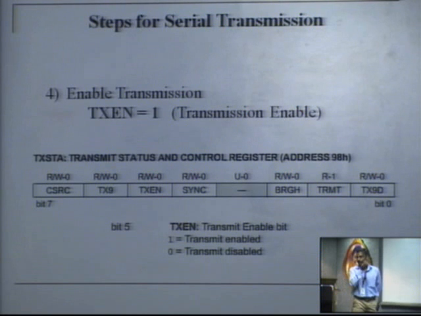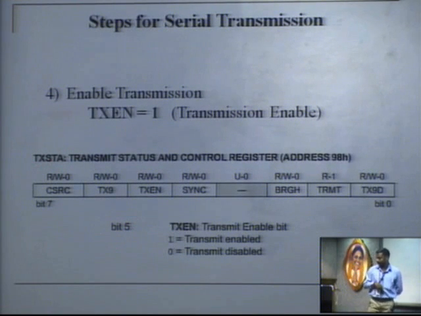So that is the fourth step. Till now we had done our initial configuration. Now we need to enable the transmission module. That will be done by TXEN, that is transmission enable bit. TXEN is also a bit present in TXSTA, that is bit number 5 of TXSTA. If we are making that bit as 1, transmission will be enabled. If it is 0, transmission will be disabled. So here I am enabling, so TXEN equal to 1. So I had enabled the transmission. That was step number 4.